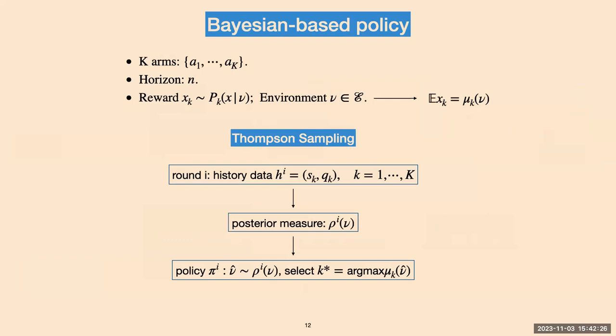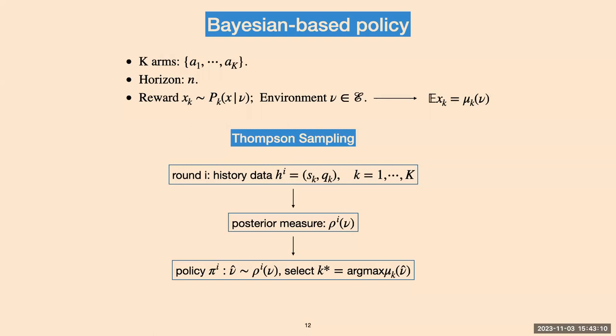Okay, so today I'm going to focus on Bayesian-based policy. So here is the setting. Assume we have K arms and we have a total of N times to pull arms. The horizon is N, okay? And for each arm, your reward X follows a probability distribution. You know this probability distribution, but some of the hyperparameters for this probability distribution are missing, which we call mu, and we call it the environment mu. Okay, this environment mu could be a whole space or could be an interval of your space, okay?